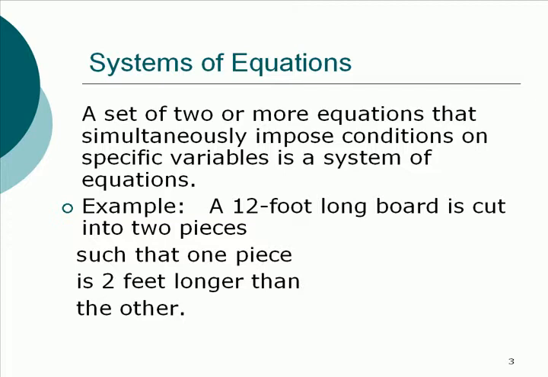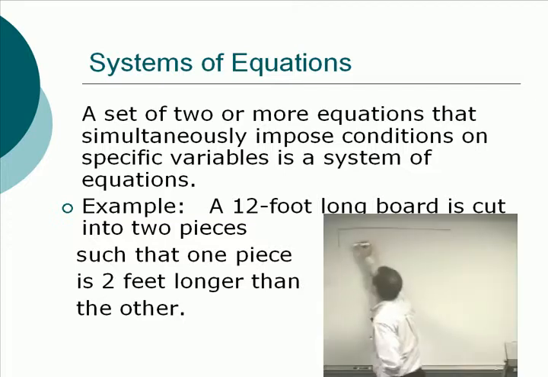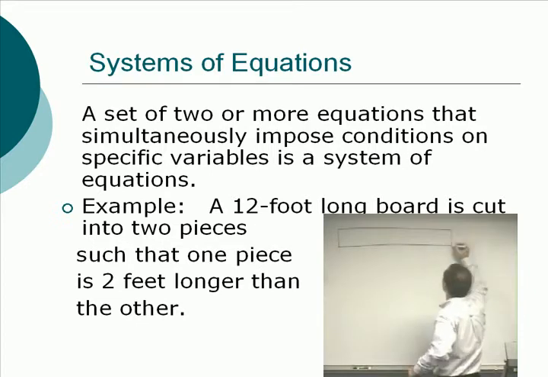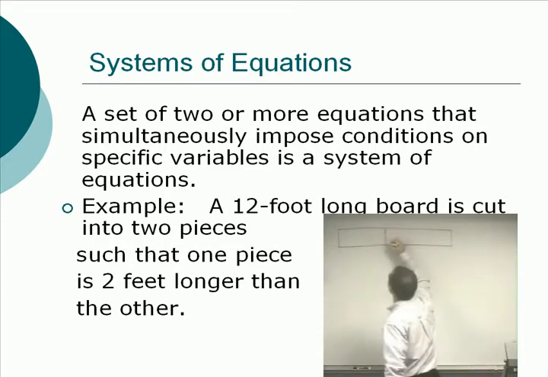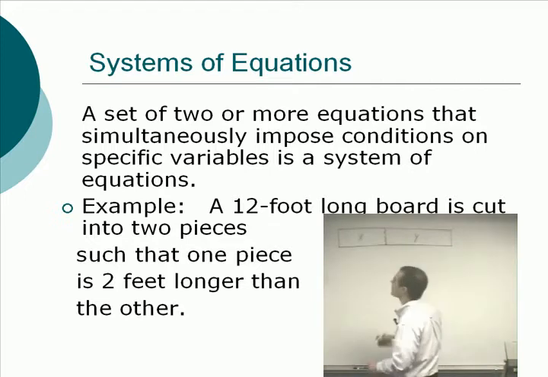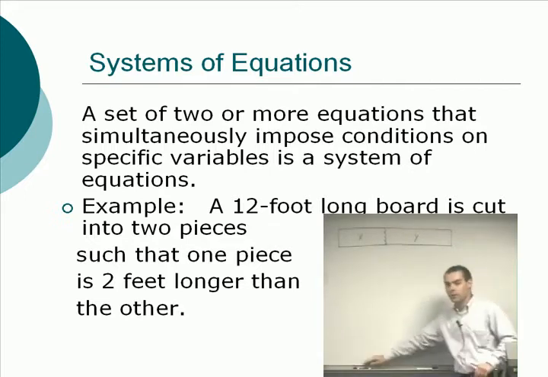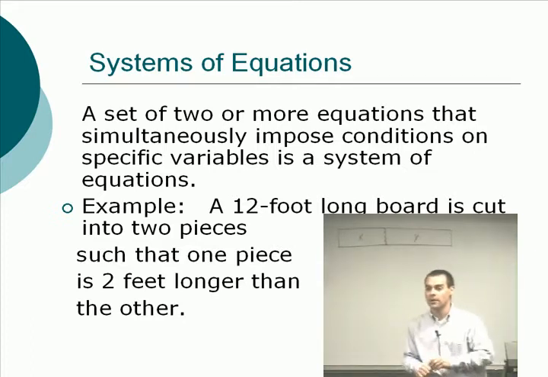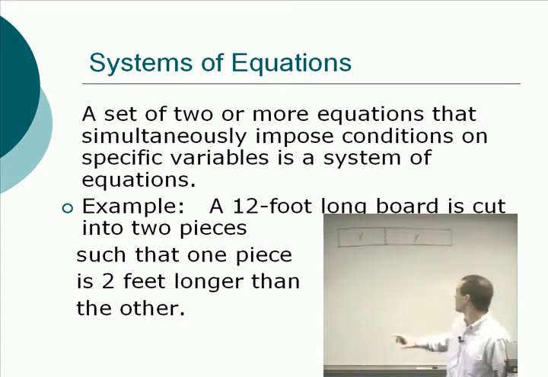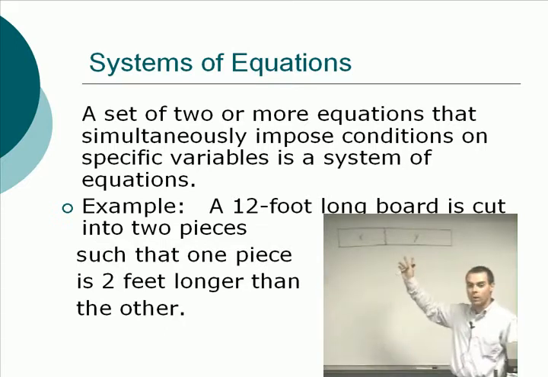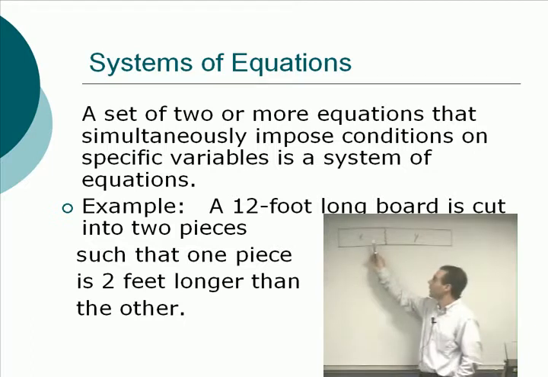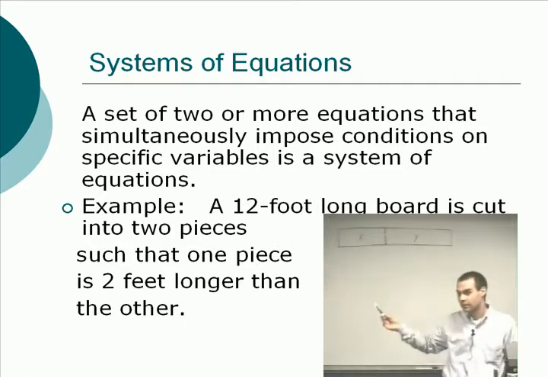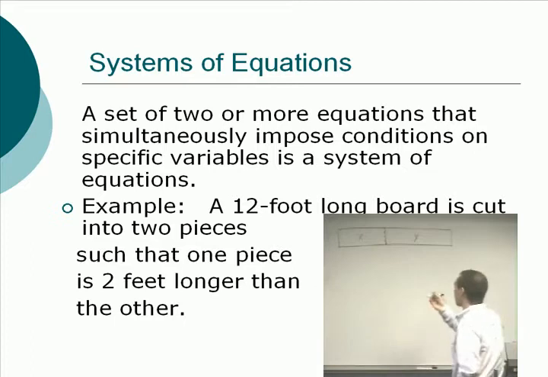So here's the example I was just working with. Let's just take our 12-foot long board. We're going to cut this thing. We're going to call one side of it x and the other side y. There's our two variables. Now, the fact that it's 12 feet long and the fact that one is going to be 2 feet longer than the other are two equations related to x and y. What's one equation you can write about x and y knowing that this board had to be 12 feet long? x plus y equals 12.